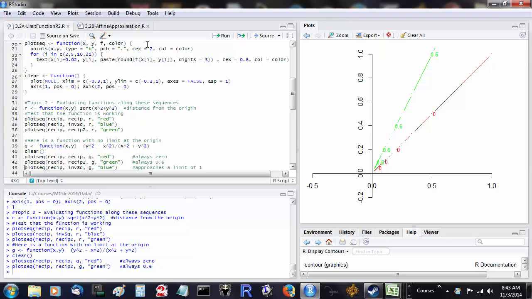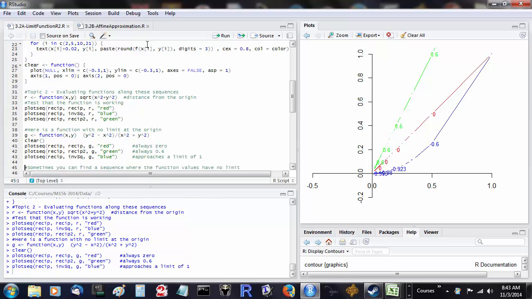X squared plus y squared is always equal to 5, rescaled. And so the ratio is always equal to 3/5. Already we see this function can't have a limit because the function values approach a limit of 0.6 along one sequence, and approach a value of 0 along another.